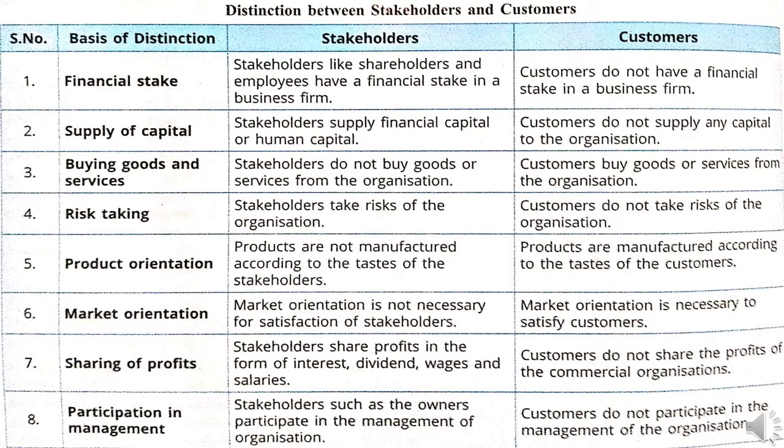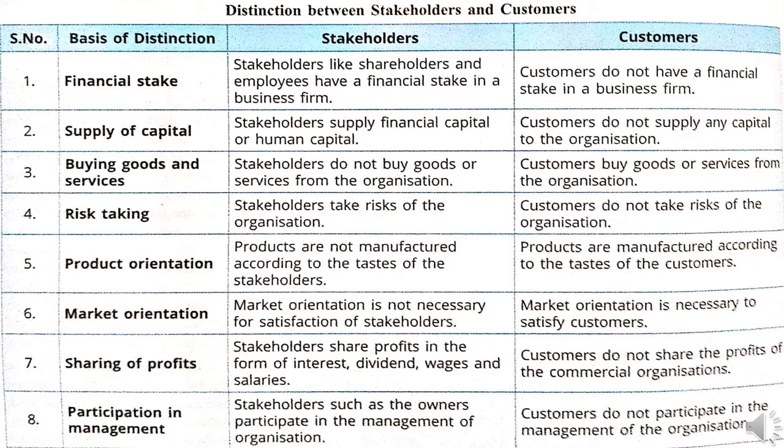The basis of difference between both of them is, number 1, financial stake. Stakeholders like shareholders and employees have a financial stake. On the customer side, customers do not have a financial stake. So we can say that both of them are different on the basis of financial stake. Kindly note children, a customer is not a stakeholder as he does not have any stake in the firm.